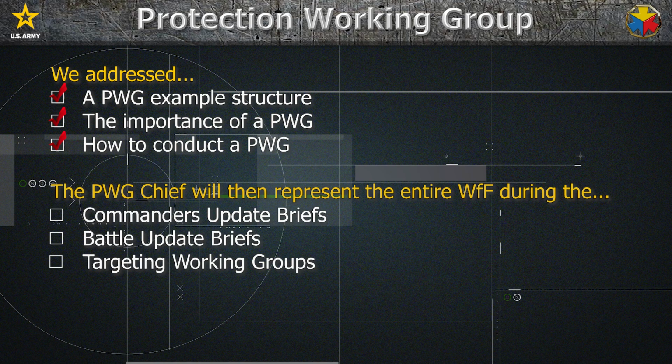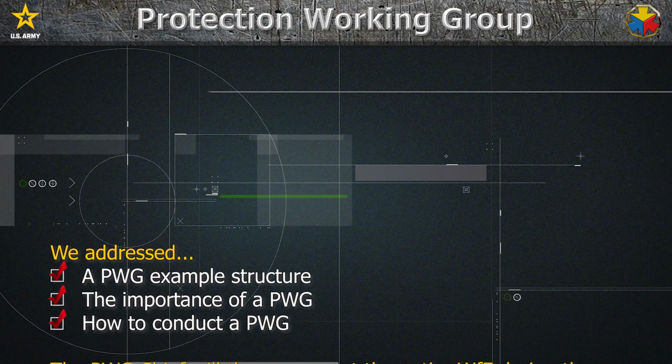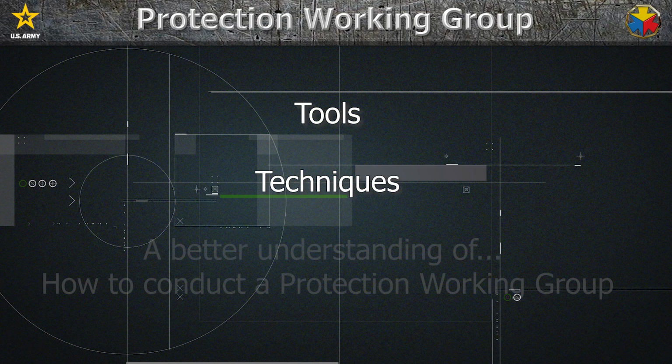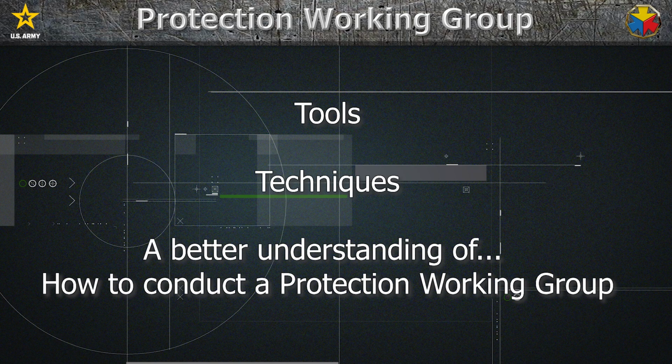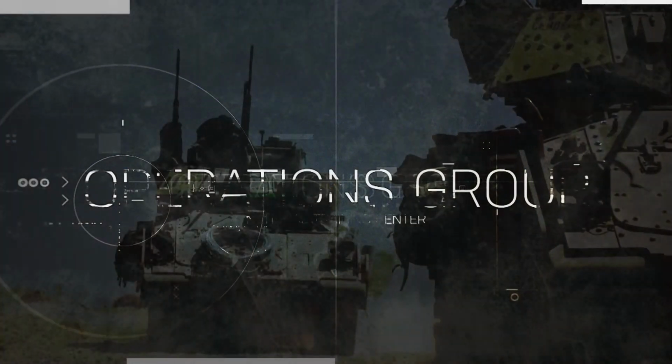The Protection Working Group Chief will then represent the entire warfighting function during the commander's update briefs, battle update briefs, and the targeting working groups, ensuring the commander and staff are informed and to receive any further guidance from the commander. We hope you can walk away from this presentation with some tools, techniques, and a better understanding of how to conduct a Protection Working Group here at the Operations Group NTC TAC Talks.